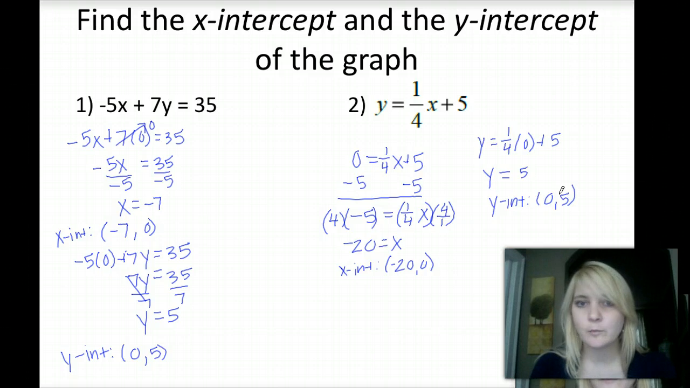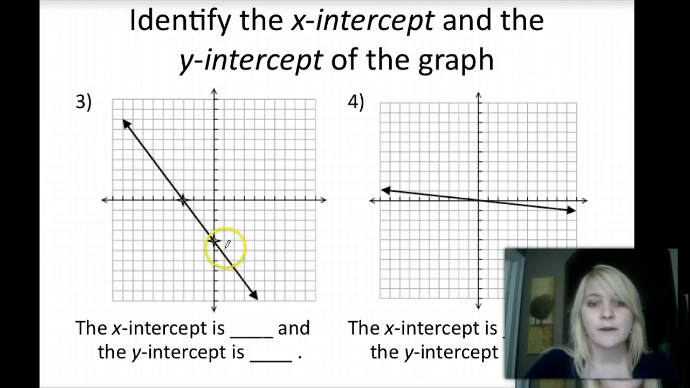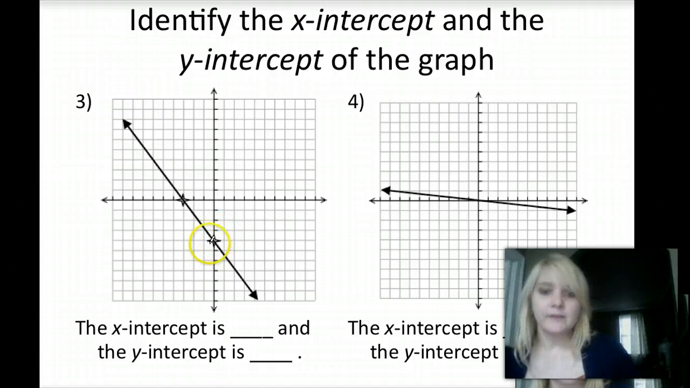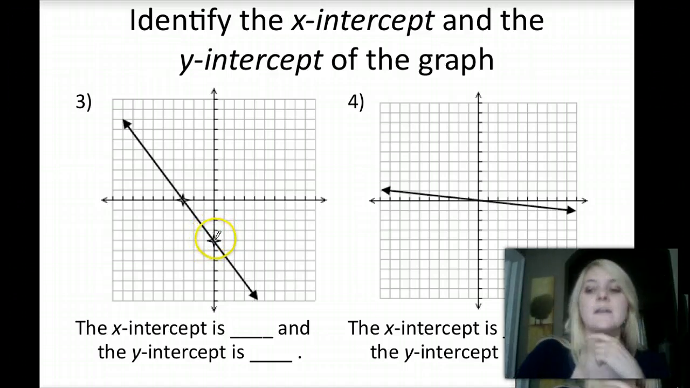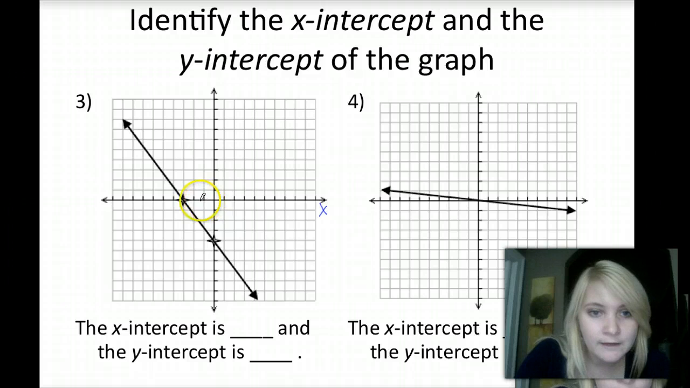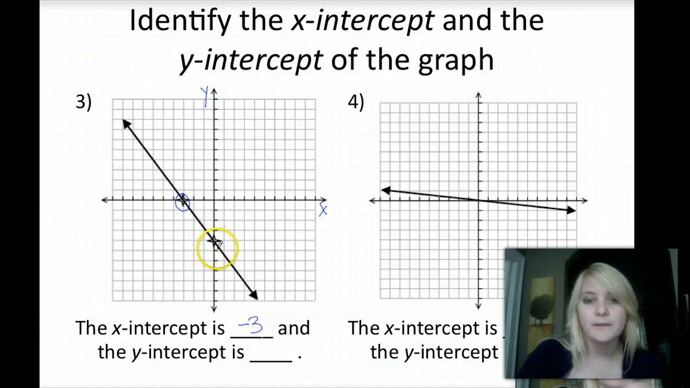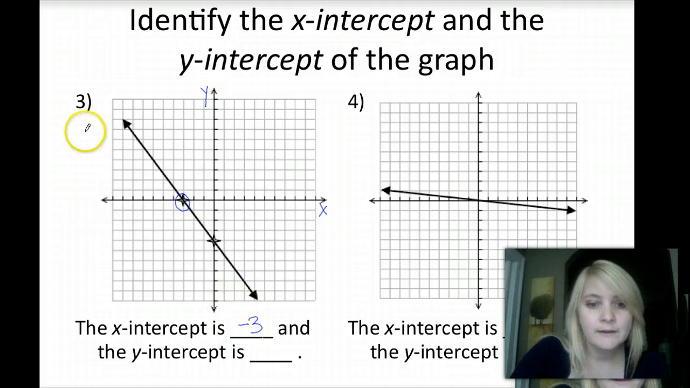Alright, let's take a look at the next problem. And here we're going to identify the x-intercept and the y-intercept of the graph. So keep in mind we're going to look at the x-intercept as the value of x when it crosses the x-axis. Our x-axis is horizontal. So the value of x when this line crosses is negative 1, negative 2, negative 3. It's at that point with the star. Our y-intercept is where the line crosses the y-axis, and it's going to be that y value. So that value is negative 1, negative 2, negative 3, negative 4.